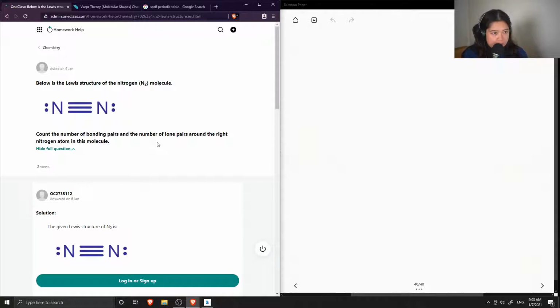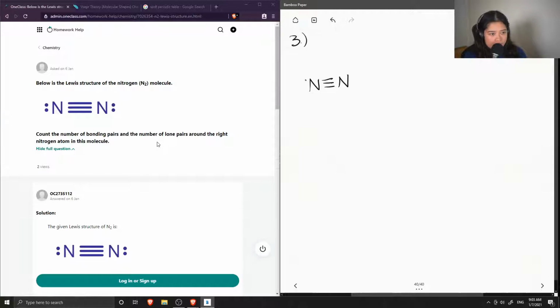Okay, so question number 3. Below is the Lewis structure of nitrogen, N2. Count the number of bonding pairs and the number of lone pairs around the right nitrogen atom in this molecule. So I'll show the nitrogen molecule. They are 2 nitrogens with a triple bond, each containing a lone pair.